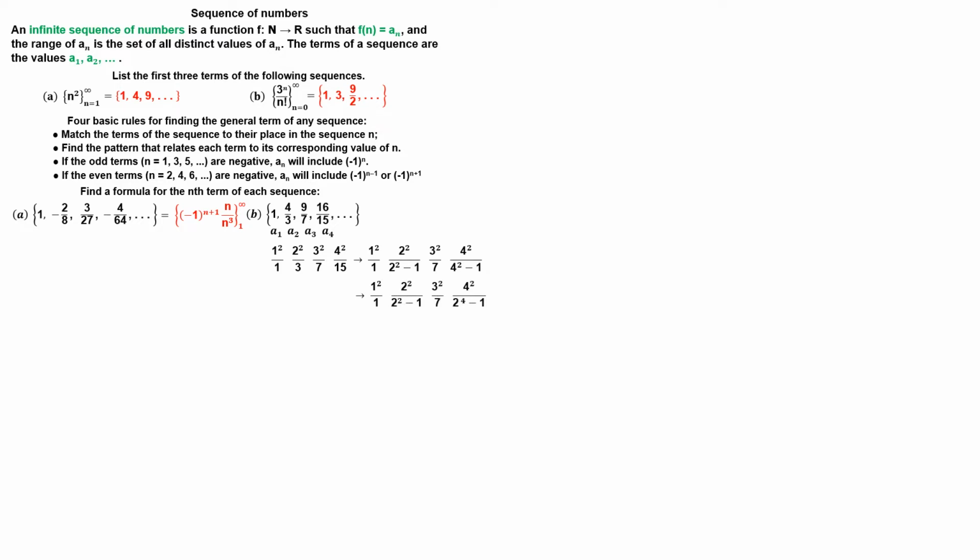Now we could ask ourselves, does this formula also match the other denominators? Let's check. The denominator of the first term is 2 raised to the power of 1 minus 1. And the denominator of the third term is 2 raised to the power of 3 minus 1. As we can see, additional checks show that this formula does indeed match the other terms in the sequence.